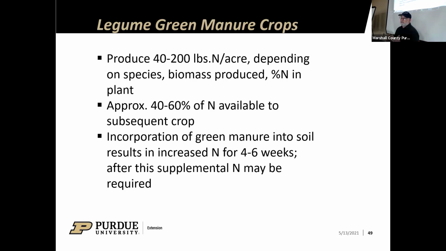There'll be soil organic matter in our soil, in addition to the green manure that will be releasing nitrogen during the growing season as well.